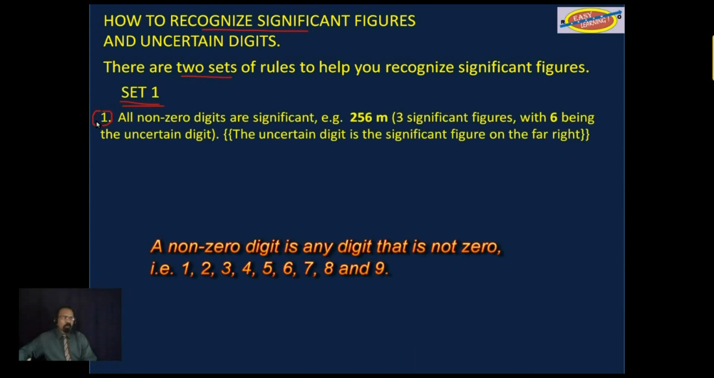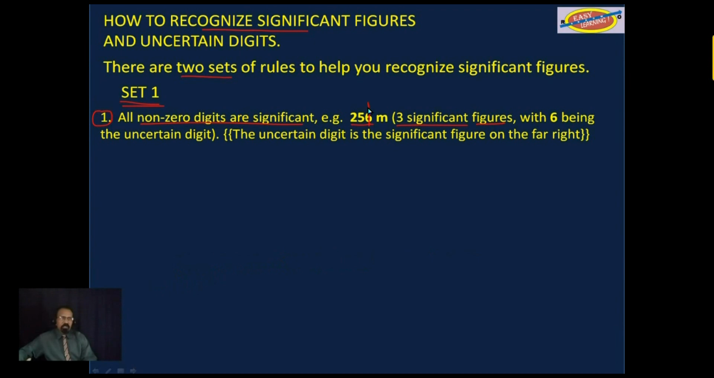1. All non-zero digits are significant. For example, 256 meters. You don't have any zeros there, so each one is significant. So we have 3 significant figures. Now, out of the significant figures, the one on the far right is considered uncertain. So we have 3 significant figures and 6 is the uncertain digit.